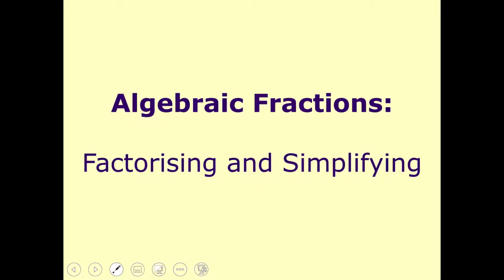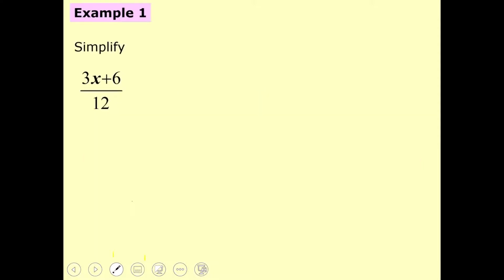We're going to continue with algebraic fractions, but these examples are going to require you to factorise before we can simplify. So let's look at our first example. So here we're being asked to simplify 3x plus 6 over 12. Previously, we were looking for common factors on the top of our fraction and we were simplifying them or cancelling them out with the factors on the bottom of our fraction.